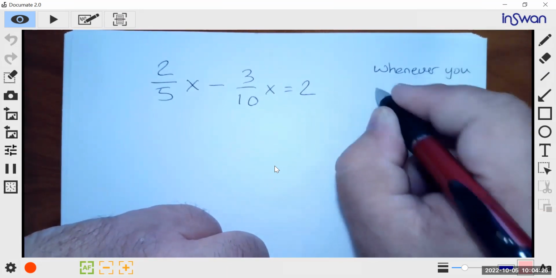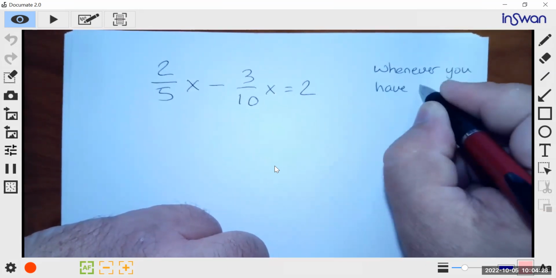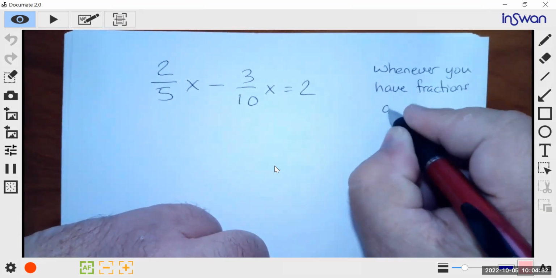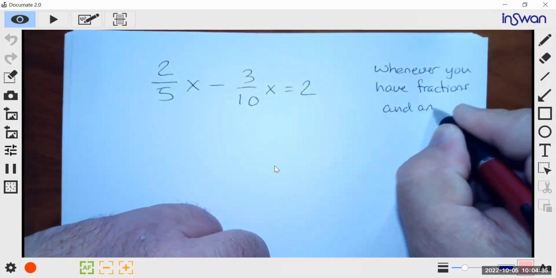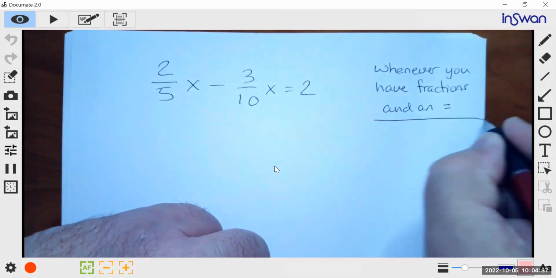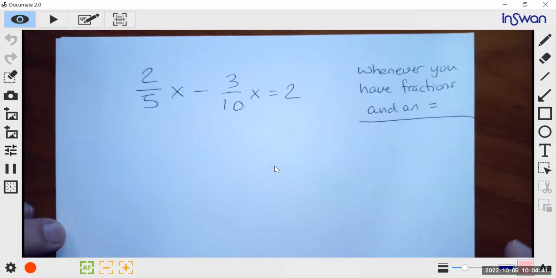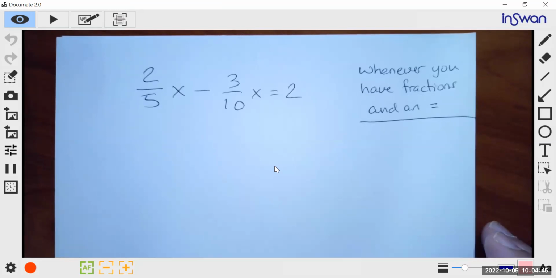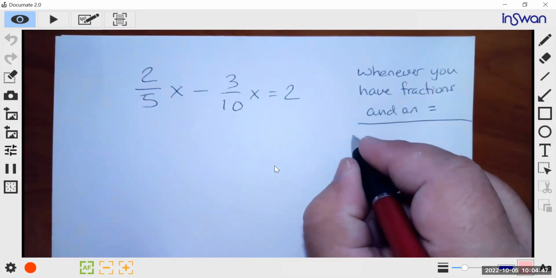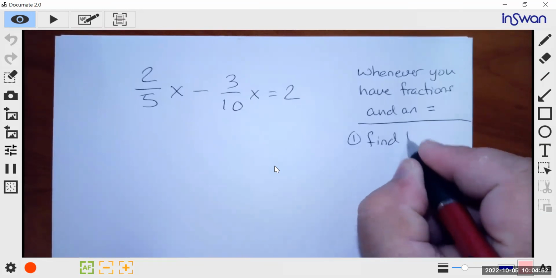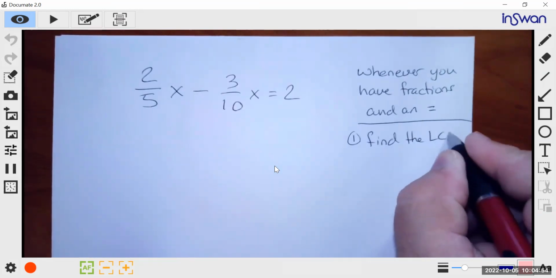Whenever you have fractions and an equal sign, I don't care what the equation is, whenever you have fractions and an equal sign, find the LCD.